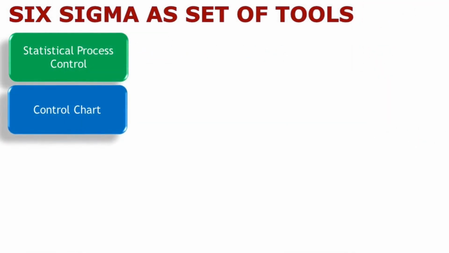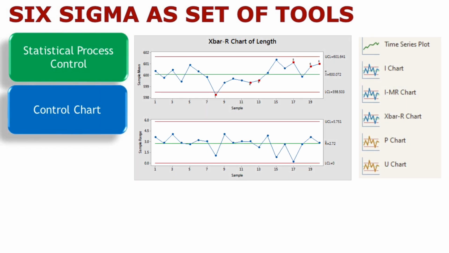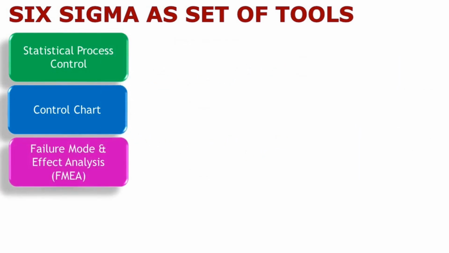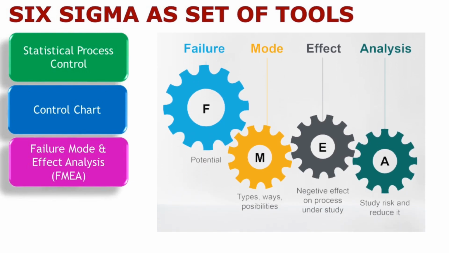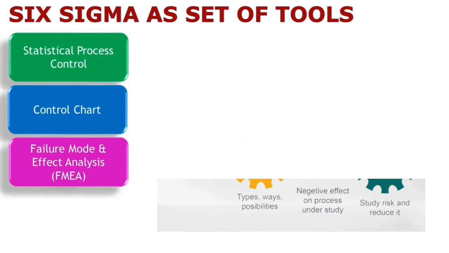Control charts. Control charts are a visual way of tracking how a process behaves over time. They help us spot trends and variations in real time, so we can take corrective actions promptly. Failure mode and effect analysis, FMEA. FMEA is a systematic approach to identify and prioritize potential failures in a process. It's like preventive maintenance for processes, helping us anticipate and mitigate risk.